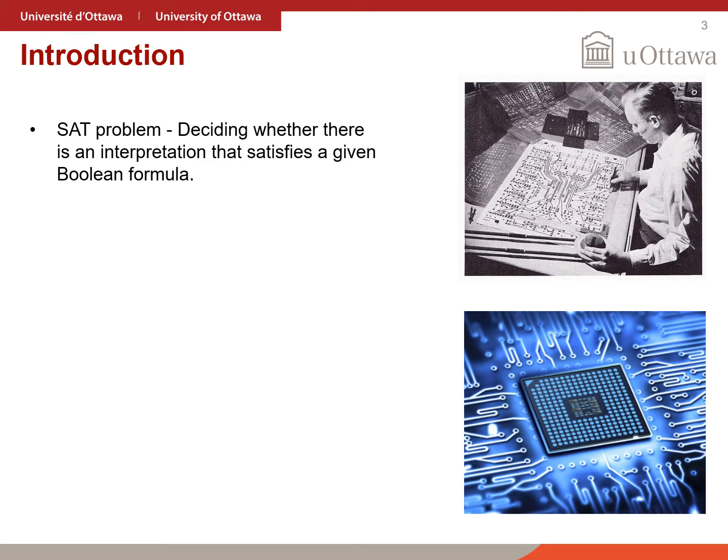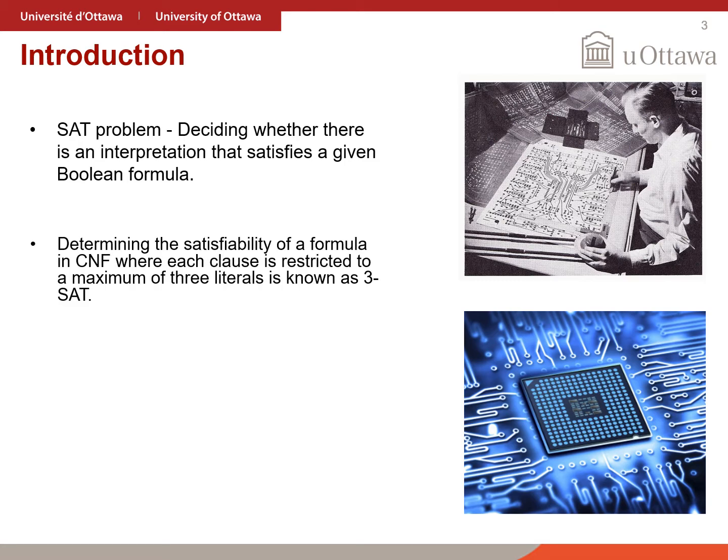The Boolean satisfiability problem, often abbreviated as SAT, is the problem of deciding whether there is an interpretation that satisfies a given Boolean formula. In other words, it tries to determine whether the variables in a given Boolean formula can be consistently replaced by the values of true or false, causing the formula to evaluate to true. As in the case of arbitrary formulas, determining the satisfiability of a formula in conjunctive normal form where each clause is restricted to a maximum of 3 literals is known as the three-SAT problem.